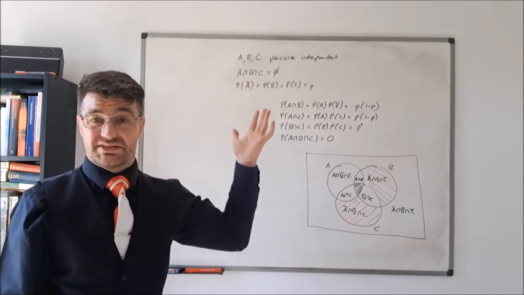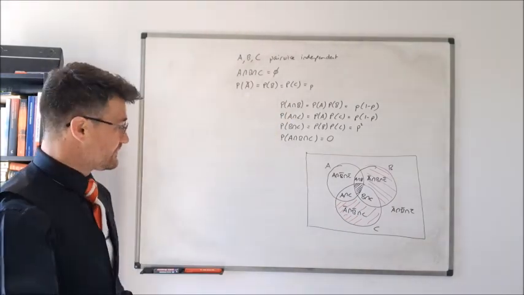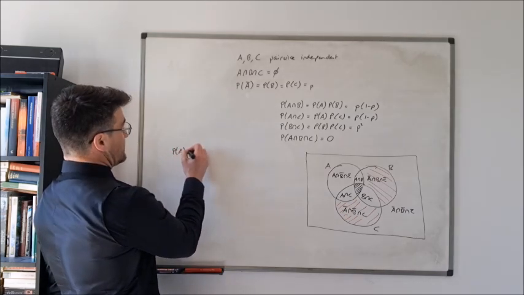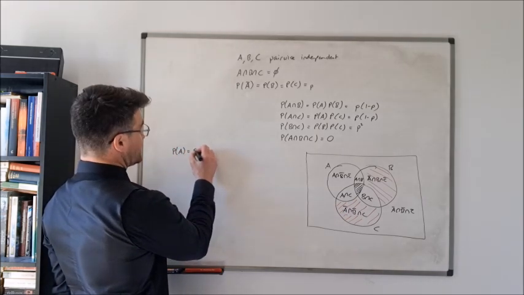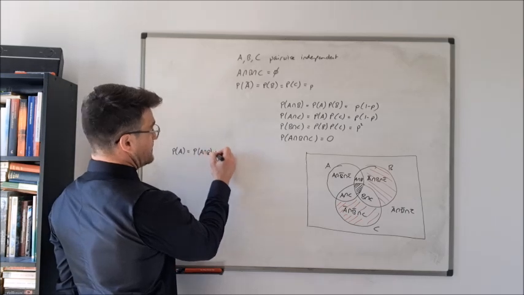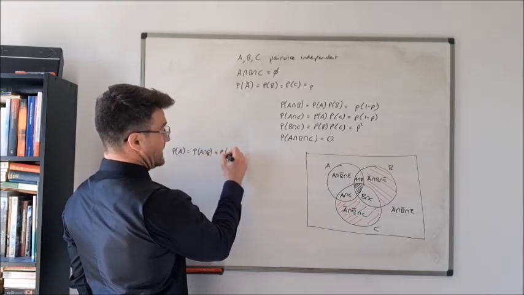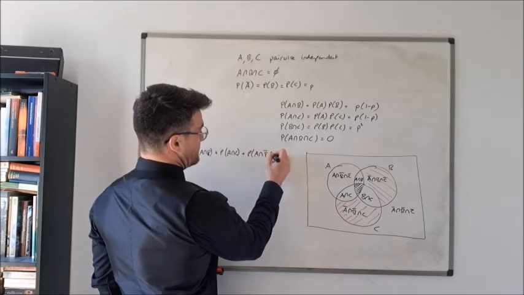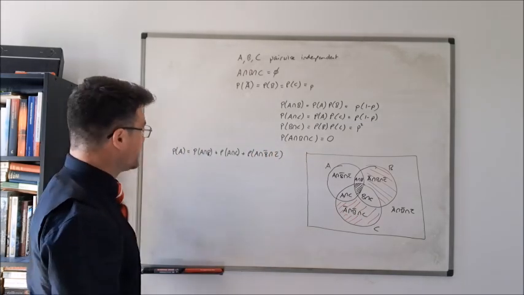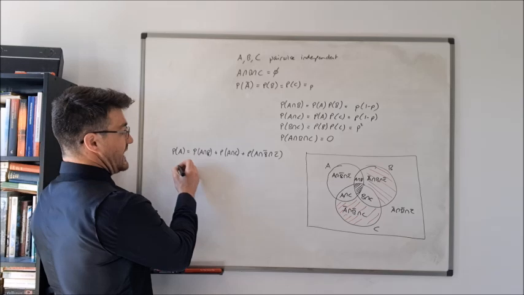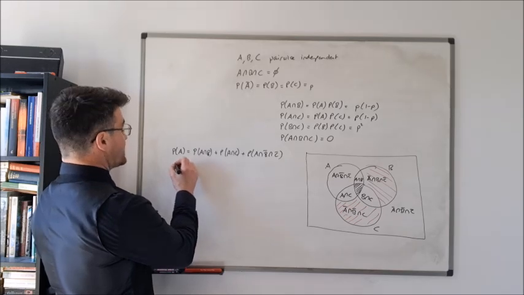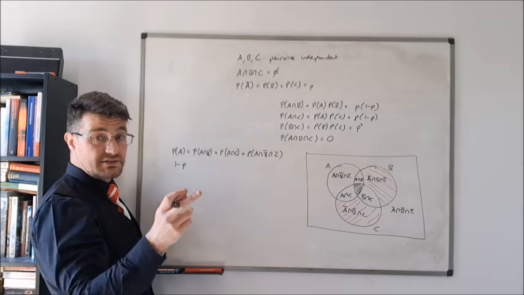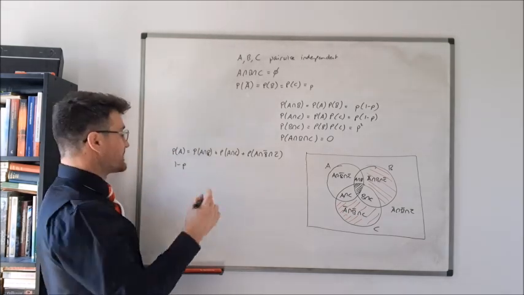But all we know is that P is somewhere between 0 and 1. Okay, so let's go for the probability of A. The probability of A is going to be equal to the probability of A intersect B plus the probability of A intersect C plus the probability of A intersect not B intersect not C. The probability of A is 1 minus P, because we know that the probability of the complement of A is P.